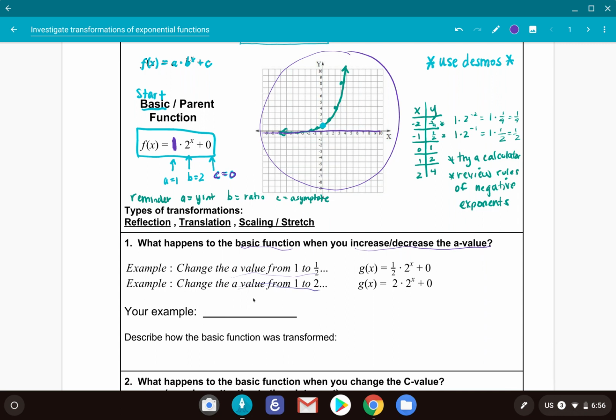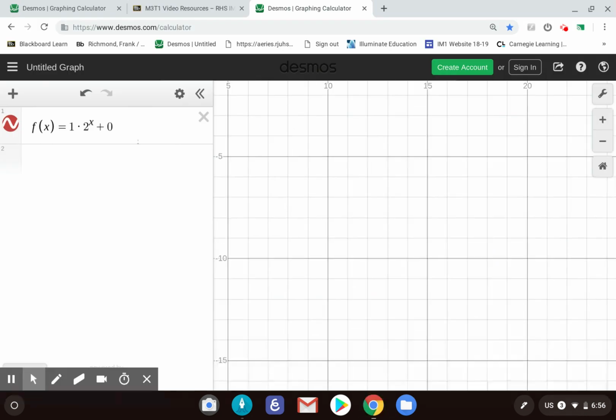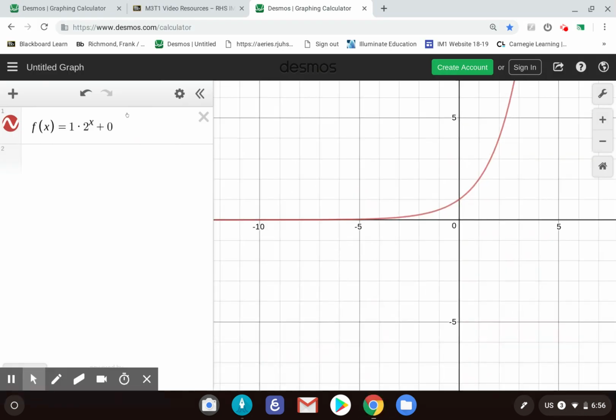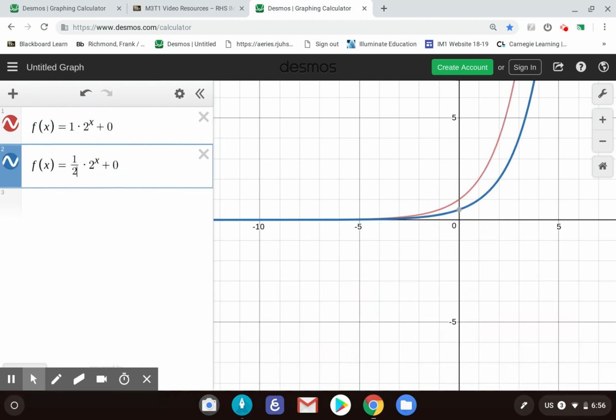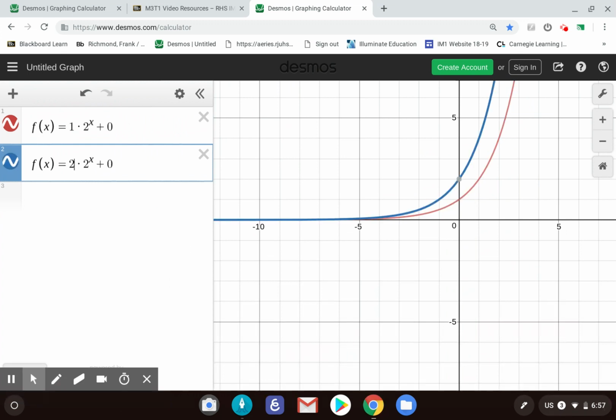So let's go ahead and just look at what that would be like. And one way that I like to do this is I like to copy and paste the parent function below so I can mess around with it and see what happens. So if I change it to 1/2, it looks like it becomes just a little bit less steep. And if I change it to 2, it looks like it becomes more steep.